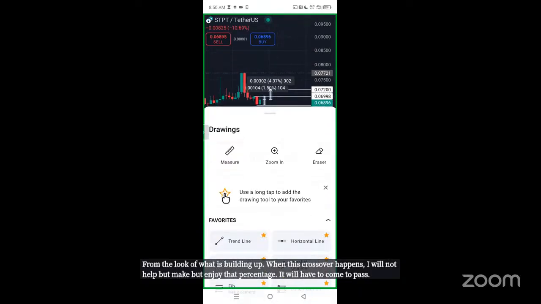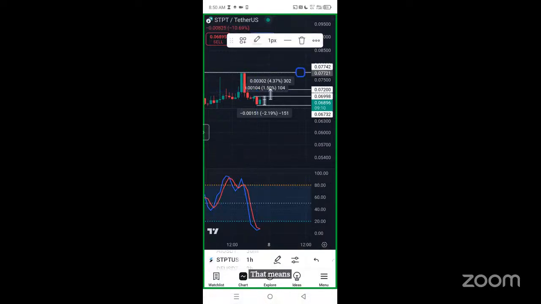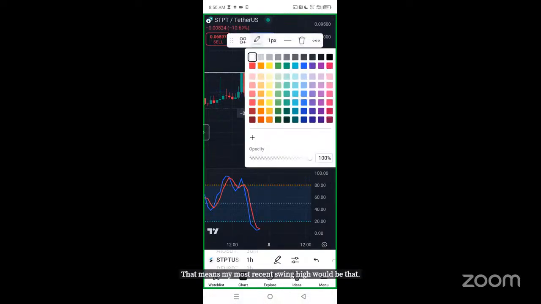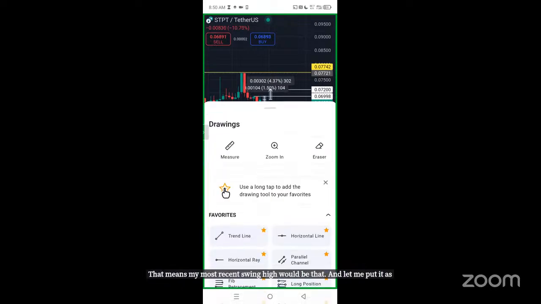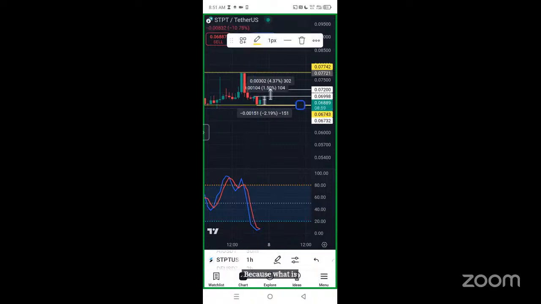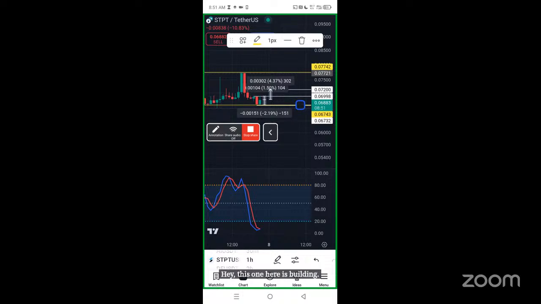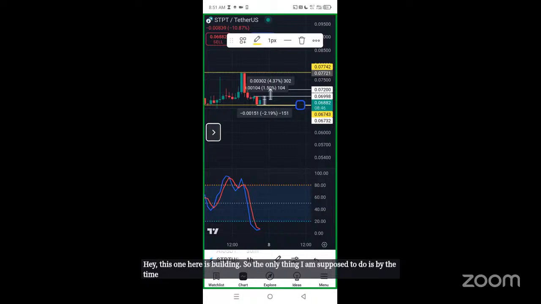Because if I am to base on that big one, that means my most recent swing high would be that. Let me put it in a different color. Then this would be my support, because what is happening here is a crossover. This one here is building. So by the time we go to the next candle, a crossover would have already happened.